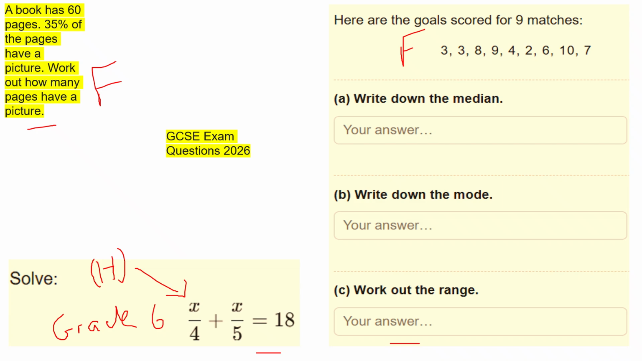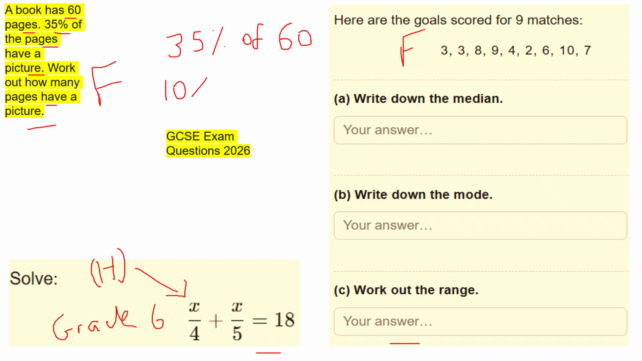So, in this first part, it says a book has 60 pages, 35% of the pages have a picture. Work out how many pages have a picture. So we're going to find 35% of 60, so a percentage of an amount. Again, there's a couple of different ways of doing this. One way is to work out 10%.